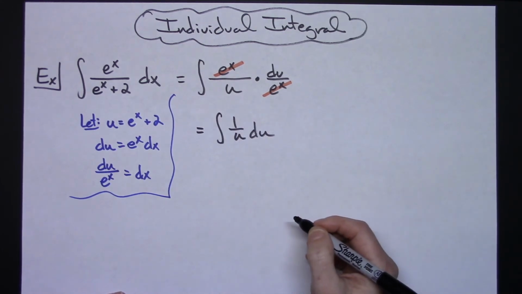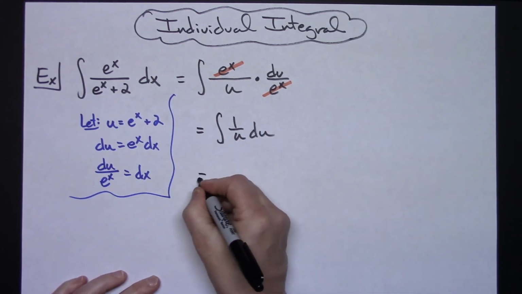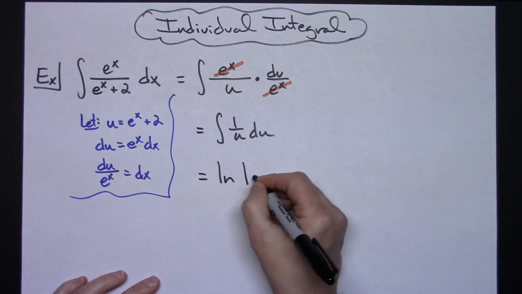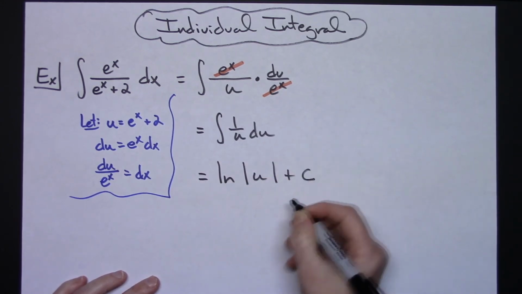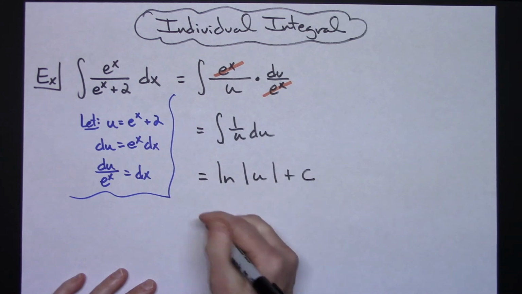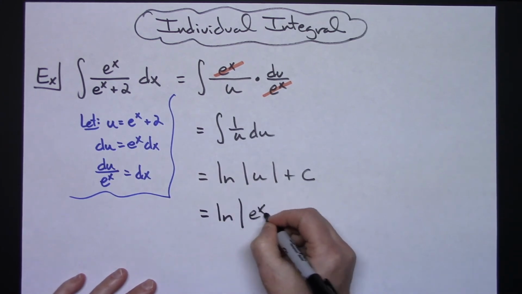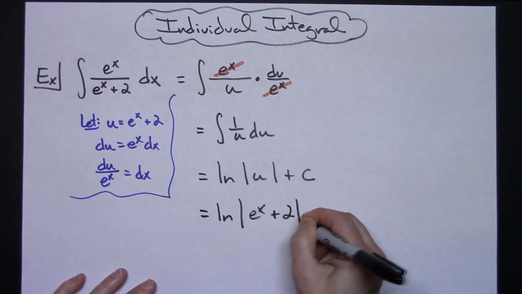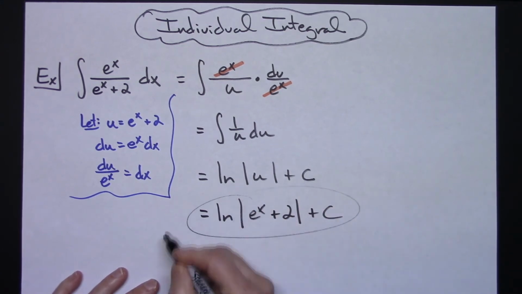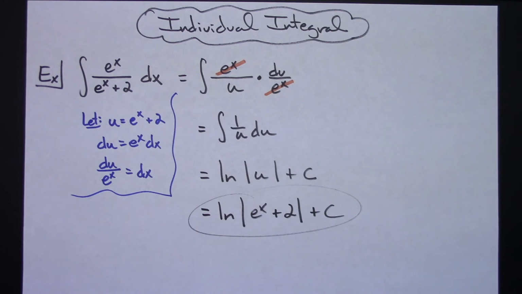And we know that the integral of 1 over u du is going to be the natural log absolute value of u plus c, and then substituting back in our value for u, natural log absolute value e to the x plus 2, and then plus c for final answer. So definitely straightforward u-substitution there, very typically found in a Calc 1 class.